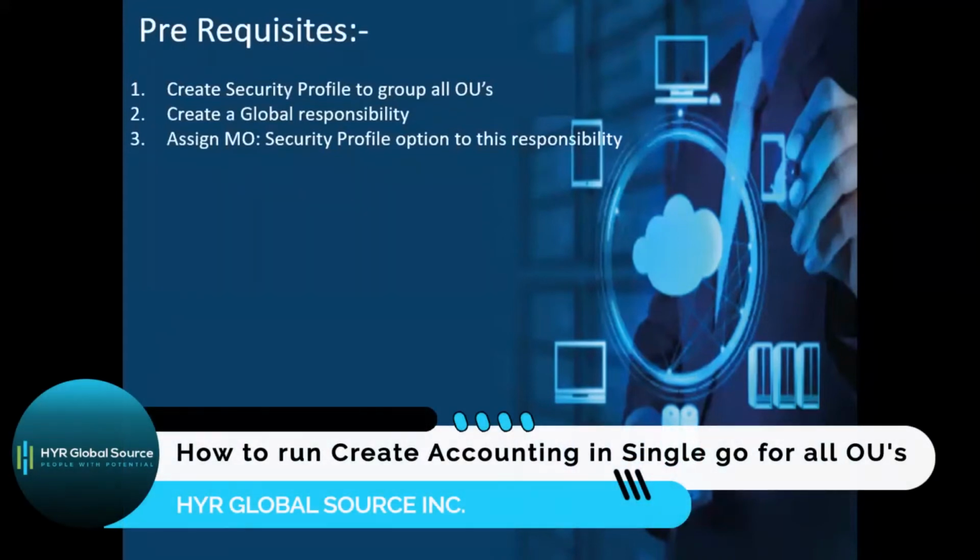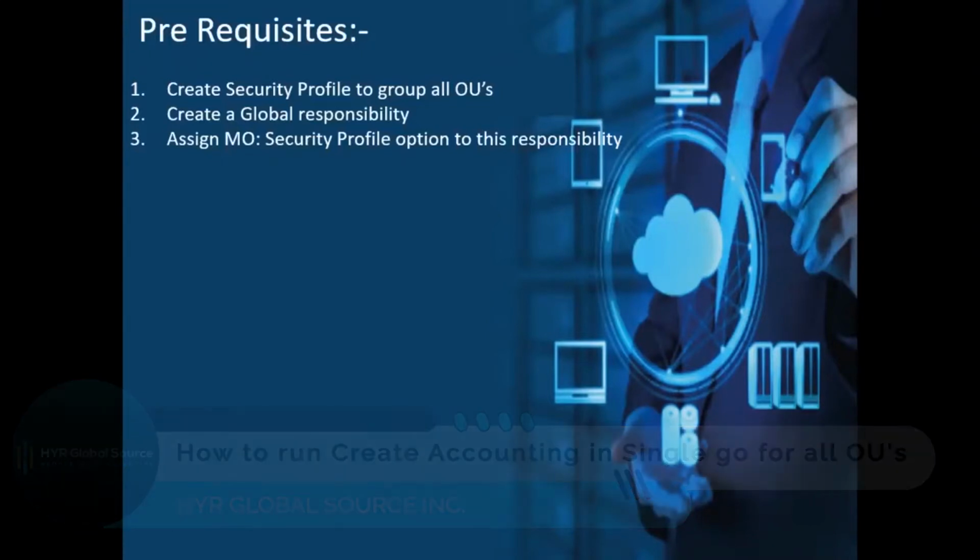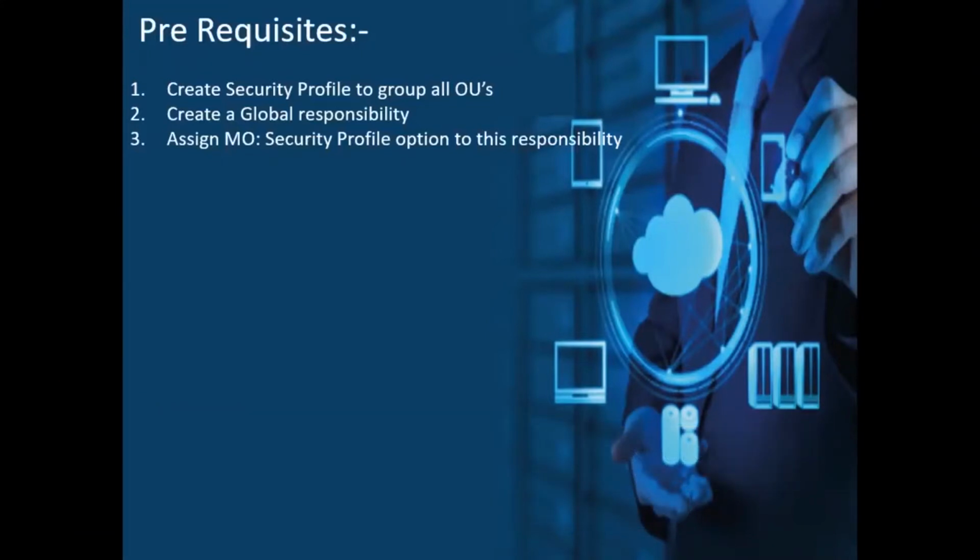So the first prerequisite is that you need to create a security profile to group all those OUs. The second prerequisite is you need to create a global responsibility which will have access to all these OUs. And the third prerequisite is to assign the MO security profile option to this particular global responsibility.